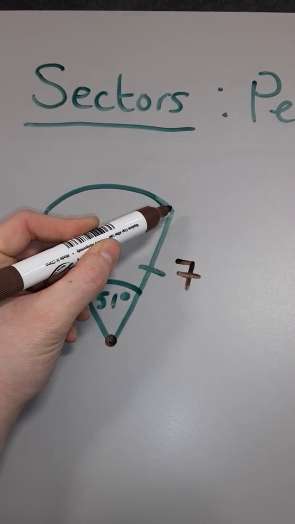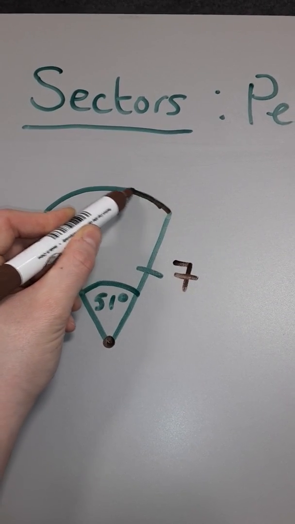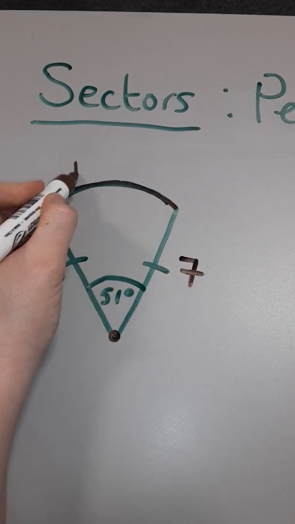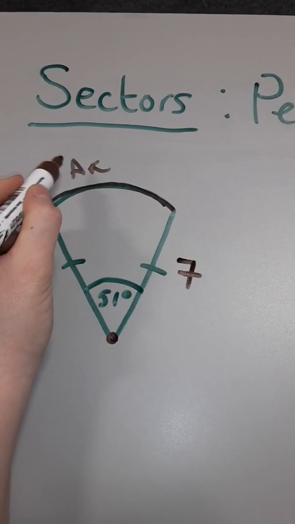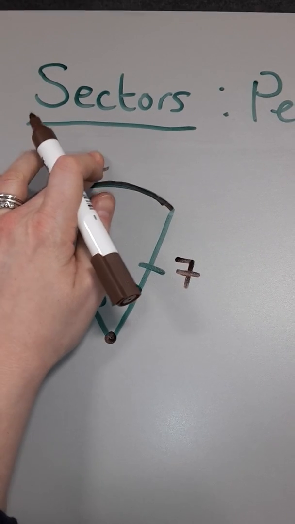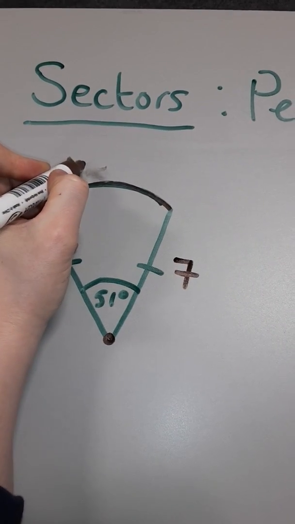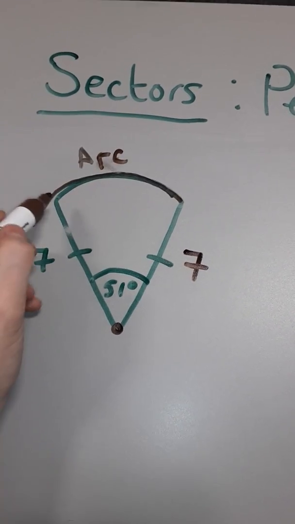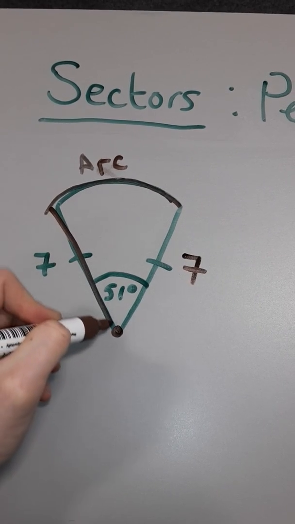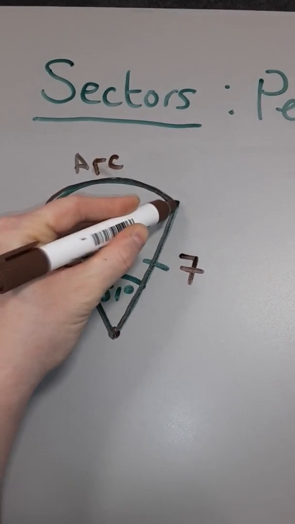If we need to work out the perimeter, we're going to have to calculate this arc here, and then we're going to have to add, sorry that's really badly written, we're going to calculate this arc, and then we're going to have to close it by adding on our 2 radii. And this is how we do it.